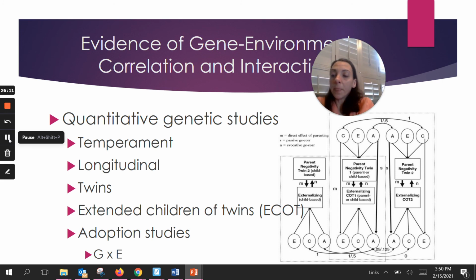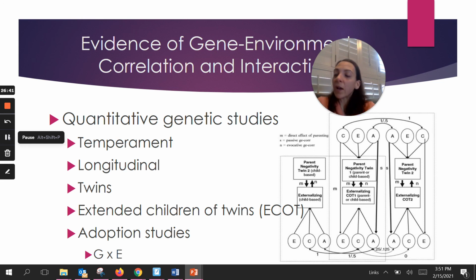Paternal criticism has a dire environmental effect, making externalizing problems worse. The father impacts the child's behavior. The child impacts the mother's parenting. The limit is that it can't test whether genetic predispositions moderate effects of environment, but it can test the other way. So it can test whether the environmental influence affects or moderates genetics.